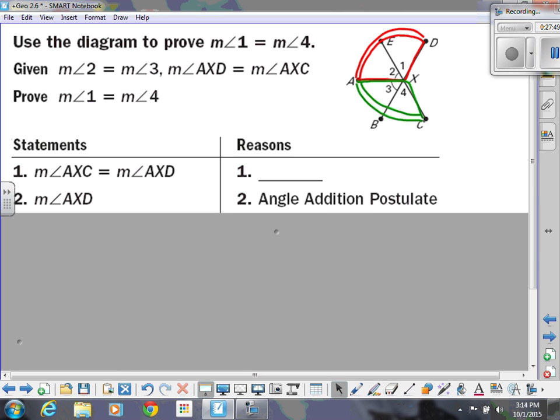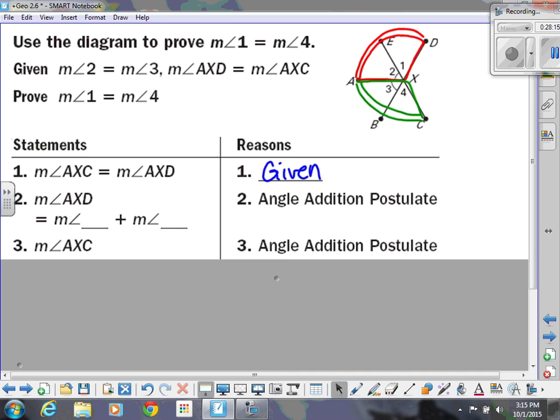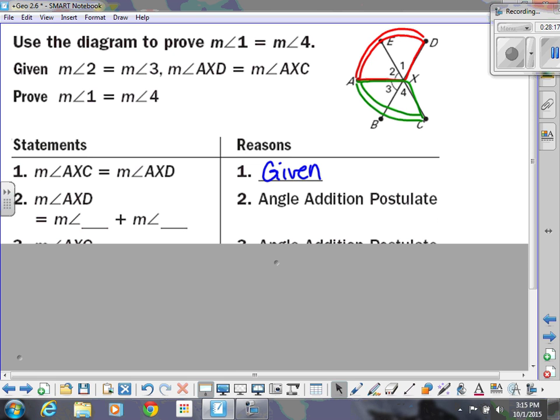So if we're trying to prove 1 and 4, notice that 1 and 4 are both parts of those bigger angles, and then we have 2 and 3 are congruent parts of those smaller angles. So we're probably going to be subtracting those congruent parts somewhere if I had to guess. All right, so first thing they gave us is the given. And even though we didn't do this last class, we know that we can do angle addition postulate as well.